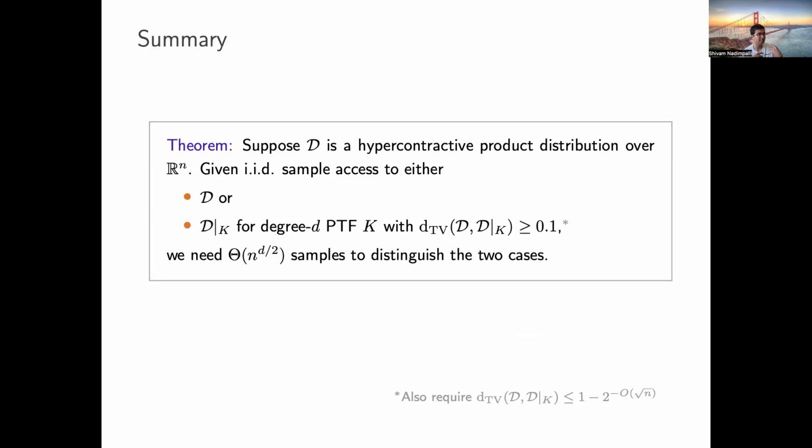So to summarize, our main theorem is a matching upper and lower bound for the problem of detecting truncations of hypercontractive product distributions by low degree polynomial threshold functions. And to conclude, it's natural to ask if you could say similar things, if you could detect distribution truncations in other settings. It would especially be interesting to try to do something in a non-product setting. Thanks for watching.